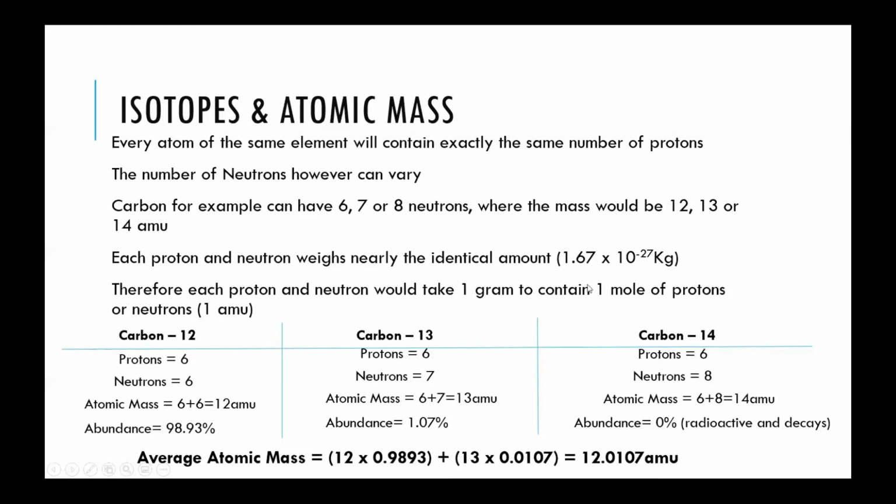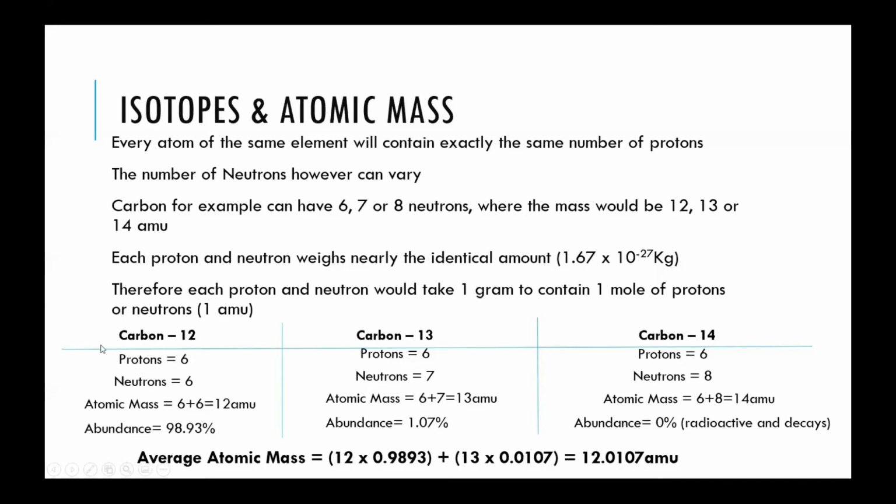So it would take 1 gram to contain 1 mole of either protons or neutrons. So these are referred to as AMU, atomic mass units. And this is the unit that's in the atomic mass on the periodic table.